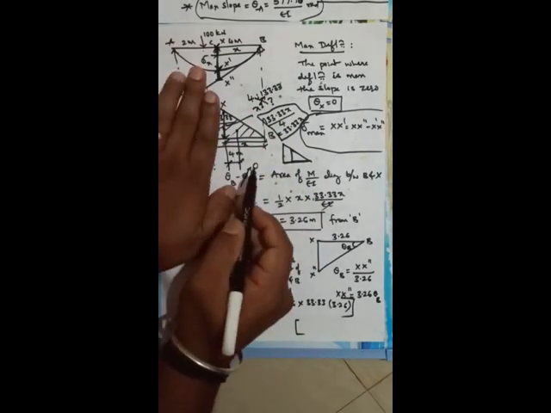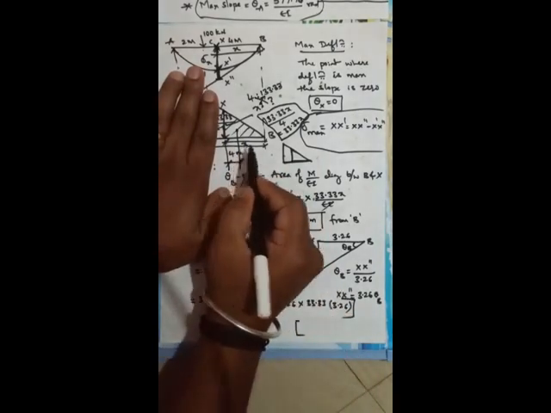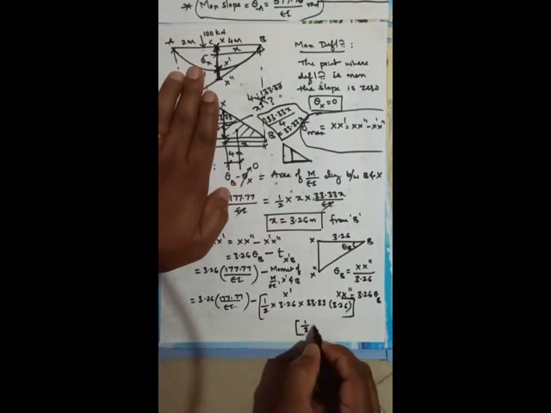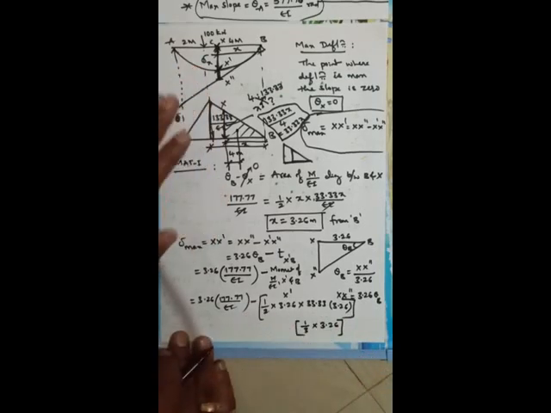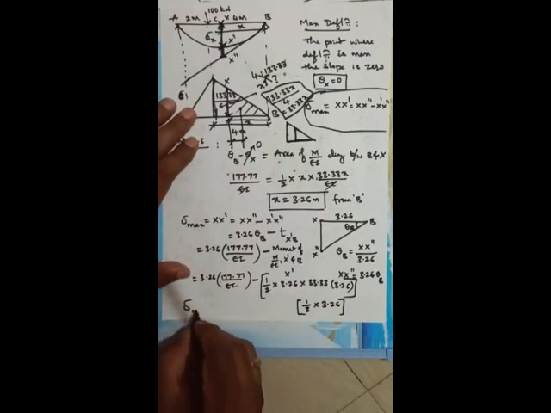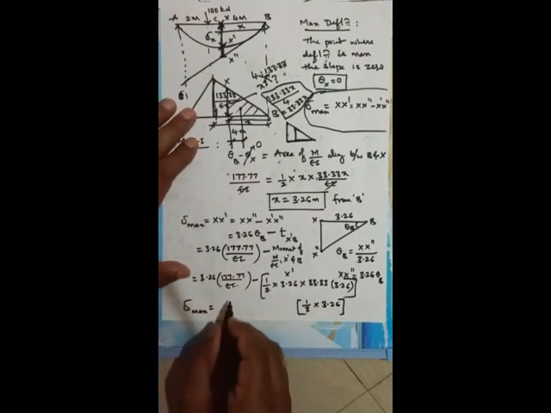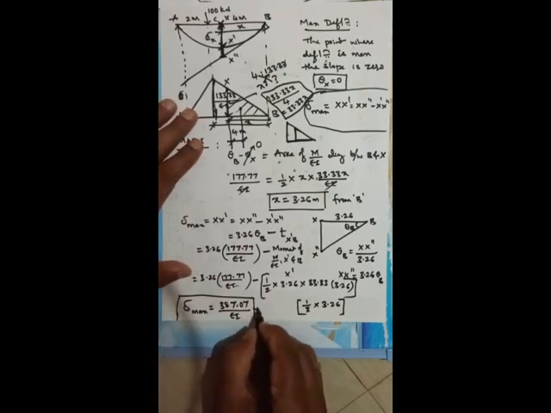What is this? For this triangle, it is 1/3 of the base. The base is x, that is 3.26. So this is the moment. So simplify this. Delta max, you will get 387.07 by EI. Okay, that is in meters.